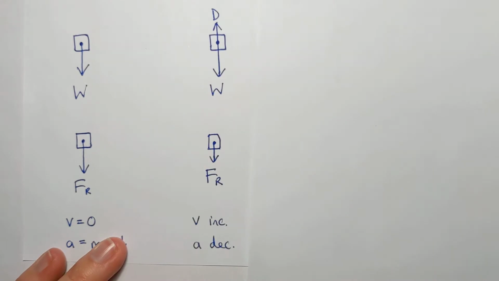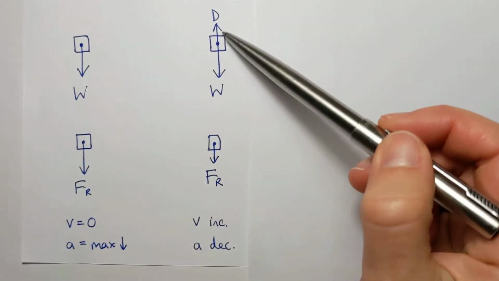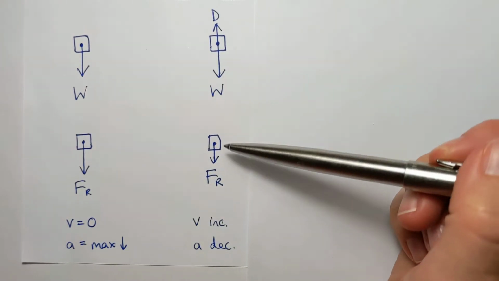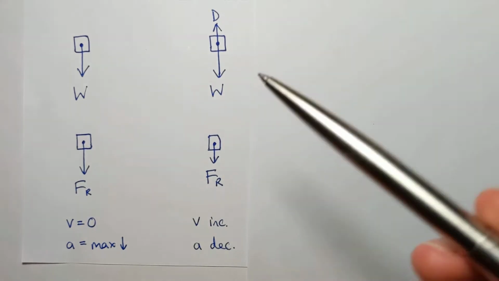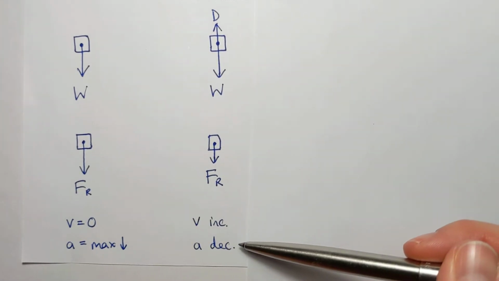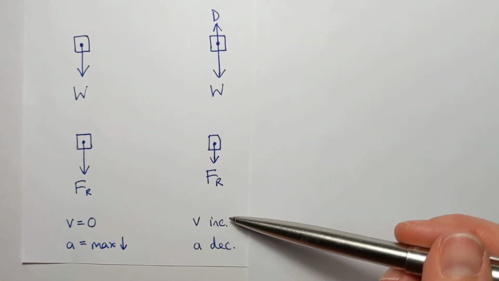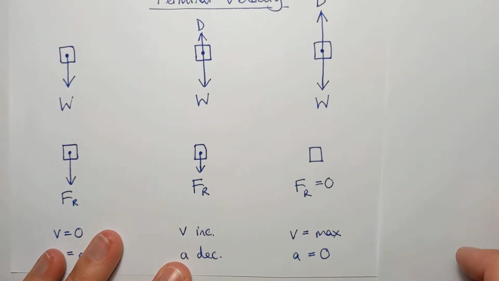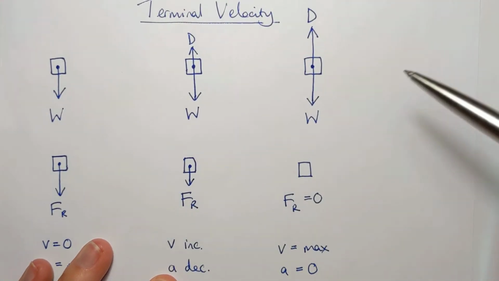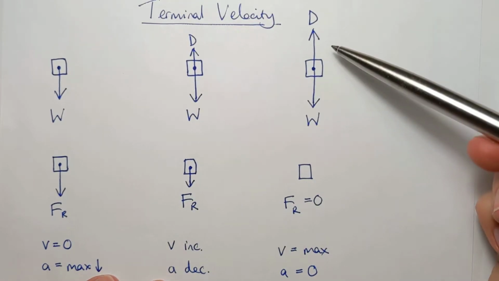A little while later then, now you're moving. So there is a drag force on you, and this means that the resultant force is smaller. So that means your acceleration is also getting smaller, but you are still accelerating downwards, so your velocity is going to increase some more. This continues until the drag force has reached the same size as the weight.